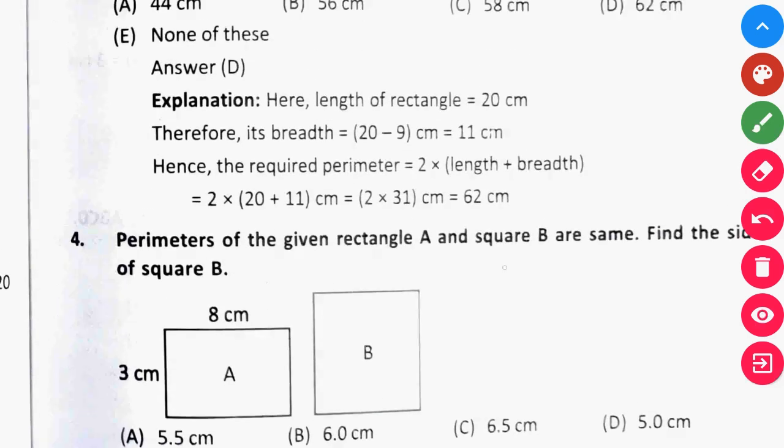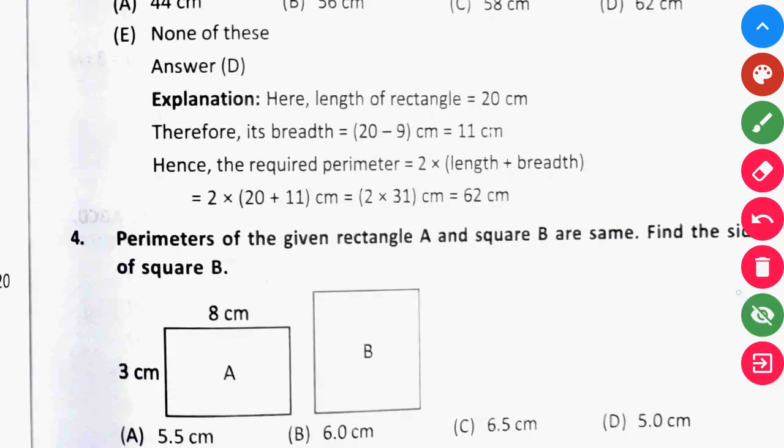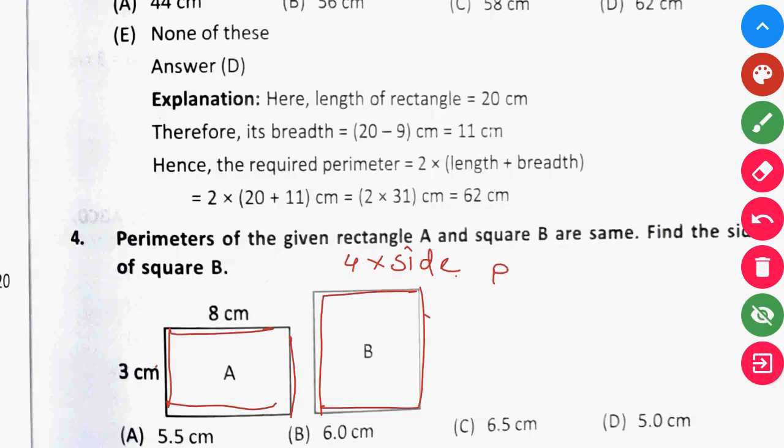Perimeter of the given rectangle A and square B is same. Find the side of square B. Now see what is given. This rectangle's perimeter is equal to this square's perimeter. But both the formulas are different. Perimeter of square's formula is 4 into side. But the perimeter of rectangle formula is 2 into length plus breadth.